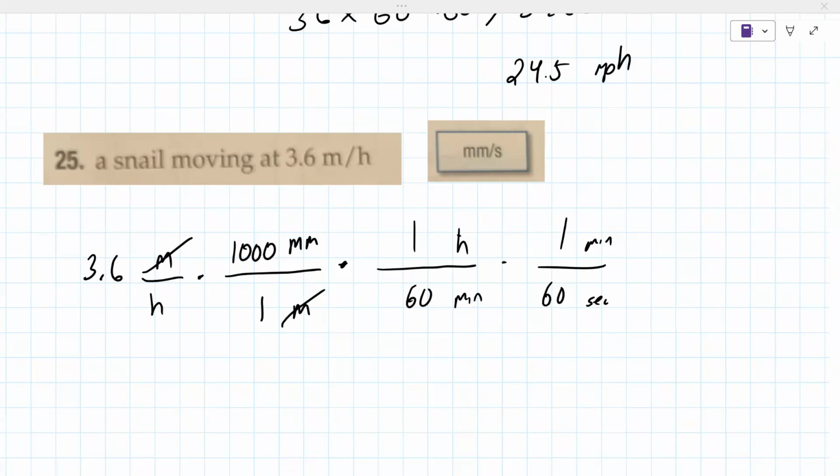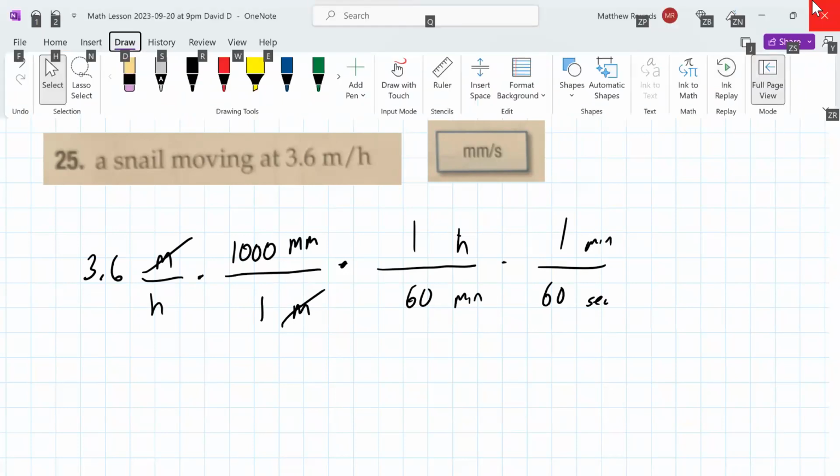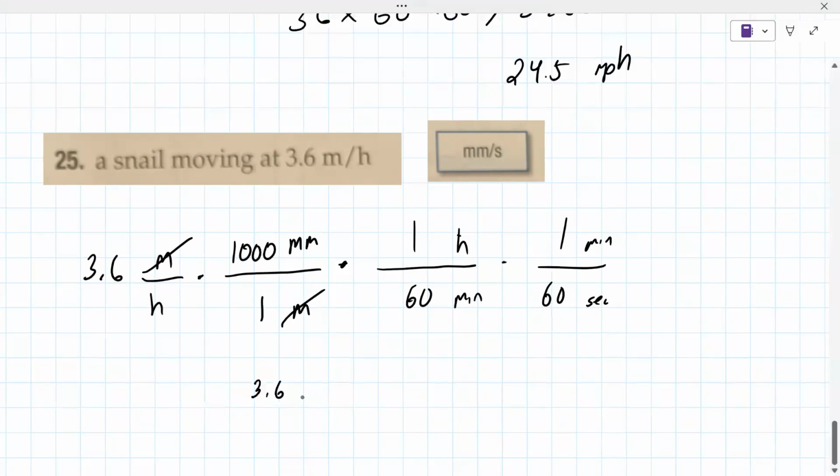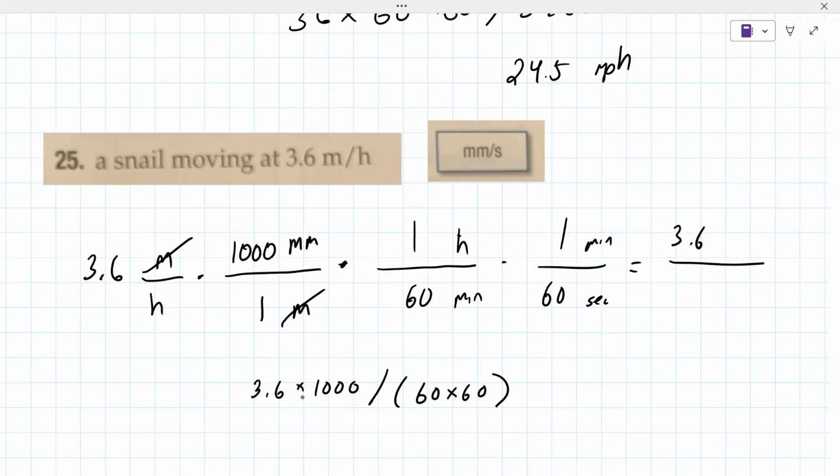So then 3.6, this time it's a little bit different. So you multiply the top numbers, but on the bottom, you need to put the bottom numbers in parentheses when you divide, or you have to multiply the top numbers and then multiply the bottom numbers and then divide. Does that make sense?